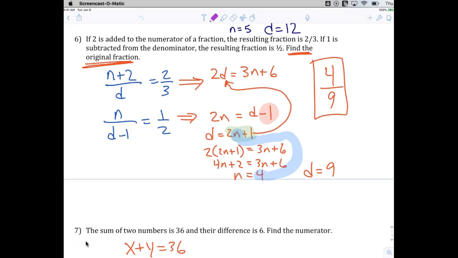Then the second part, it says if 1 is subtracted from the denominator. So if I want to subtract 1 from the denominator, I just put n over d minus 1. And that becomes what? 1/2. All right? Everybody good with this? Now, the next thing, for these types of equations, we said if you have a proportion, all we're doing for a proportion is what? Cross multiply. So when we cross multiply, I get 2d is equal to 3n plus 6.